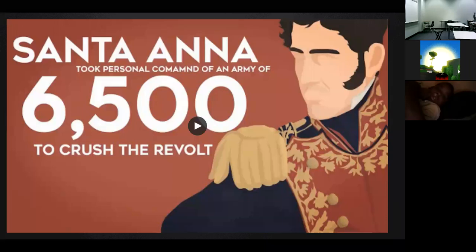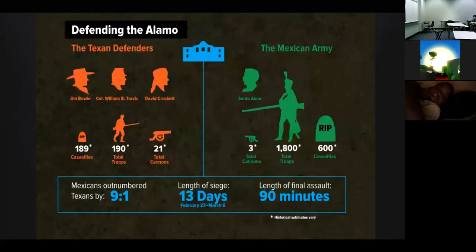All right. Yes, sir. Out of the six men, was David Crockett one of them? I don't think he was. Let me, at the end, I'll go and pull it up. I'll pull up the other thing and put this on there.